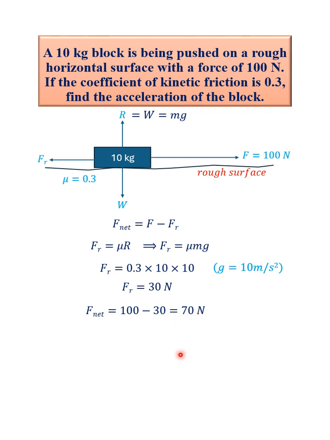Now remember, for an object acted upon by a net force, that object must be accelerating. And the formula for a net force, or for force generally, is given as mass times acceleration. So from here we can make A subject of the formula by dividing both sides by m, which gives us F net divided by m. Simply plug in the values. F net is 70, mass is 10. 70 divided by 10 will give you 7. So the acceleration acting on the block is 7 meters per second squared. That is the answer to the question.